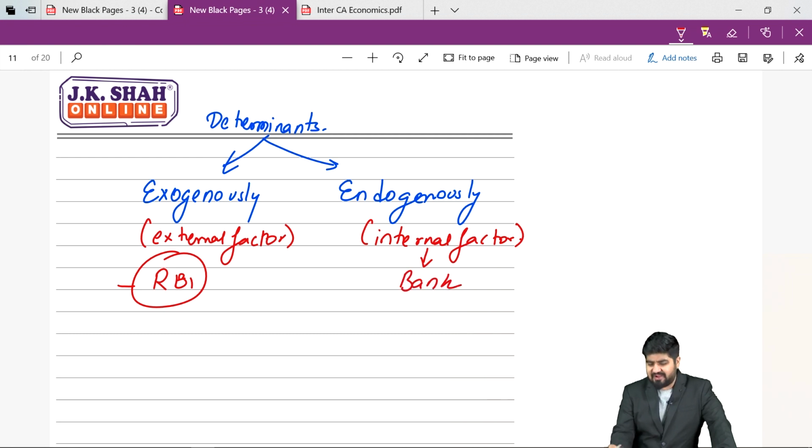So if you look at the determinants, students, determinants and sources would more or less look exactly the same, right? So determinants of money supply, it can be exogenous or it can be endogenous. Let's go ahead.